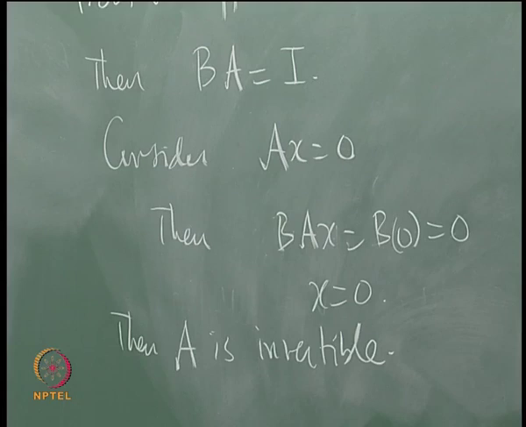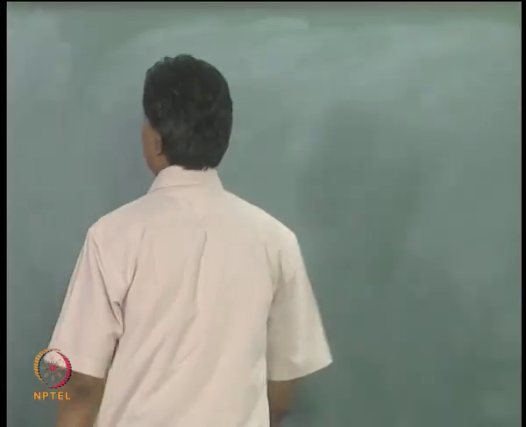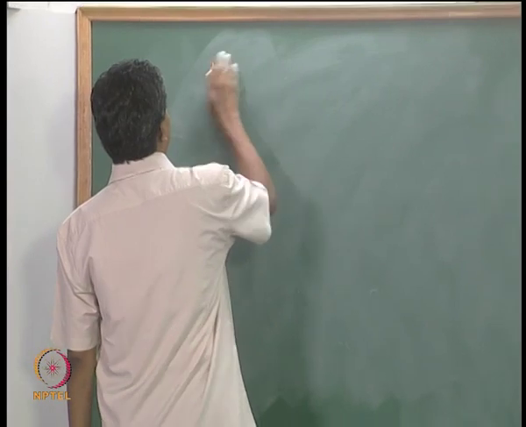Can I reduce this step to the previous step? Can I make use of the fact that if A has a right inverse, then some matrix has a left inverse? Second part. This is the second part.